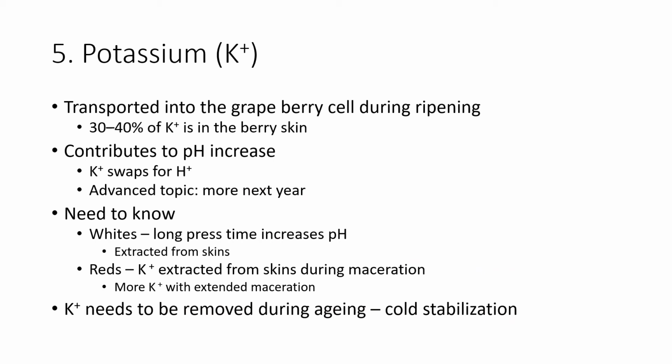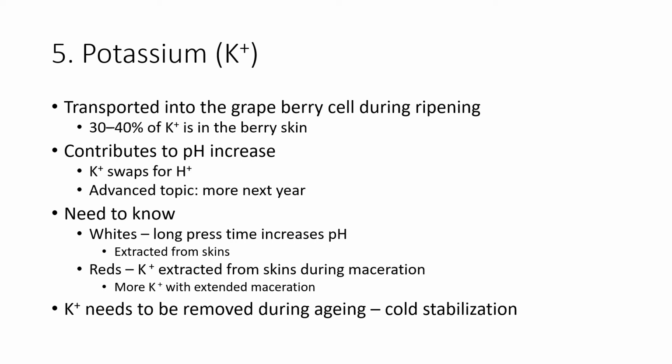Moving on to potassium. Potassium is imported into the grape berry cell during ripening, and 30 to 40% of this potassium is actually in the berry skin. So when we press our whites harder or have a skin soak on rosés or red wines or orange wines, we're getting increased potassium, which contributes to a pH increase in the finished wine. This is a more advanced topic that we'll discuss next year.